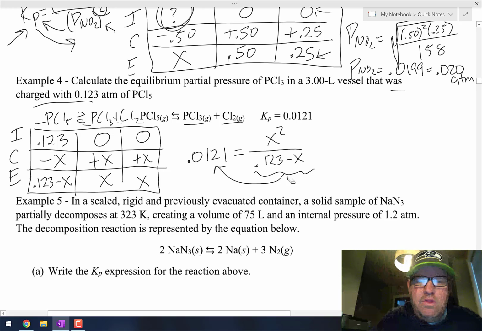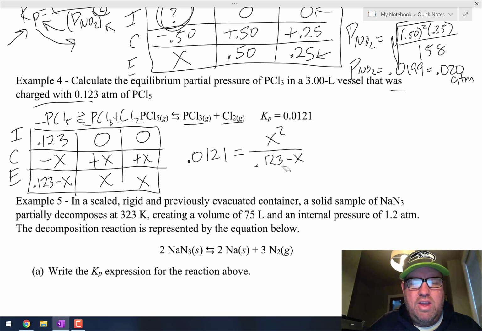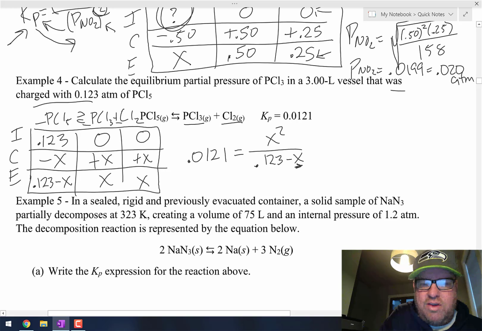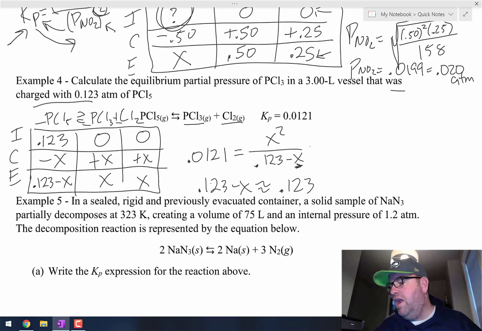But the AP exam is not a math test, it's a chemistry test. So they are never, ever going to make you use the quadratic equation. So how do you make that easier on yourself? You assume that this x value is going to be a pretty small value. So we make an assumption that 0.123 minus x is roughly equal to 0.123, because x is so small. That 0.123 value is not going to drop very much at all.